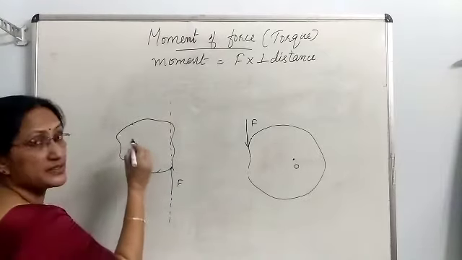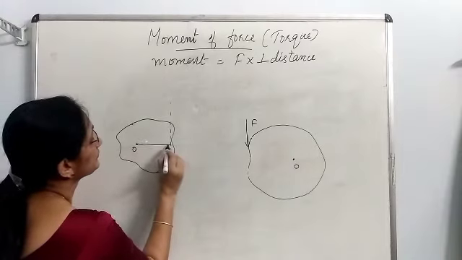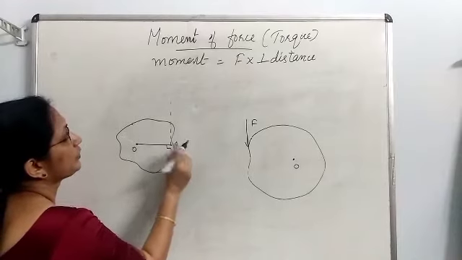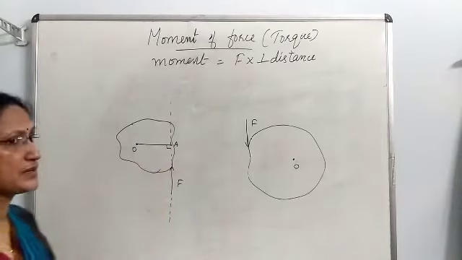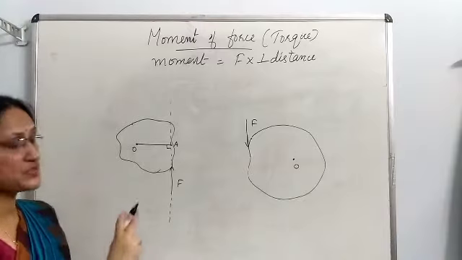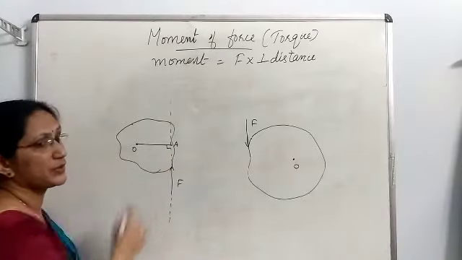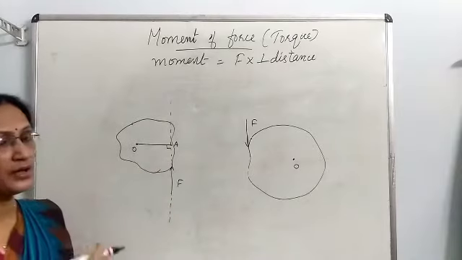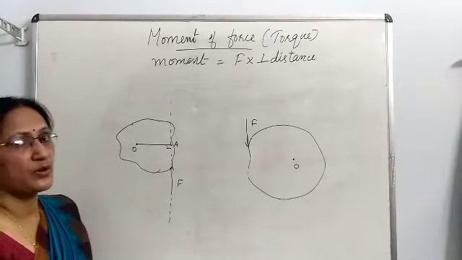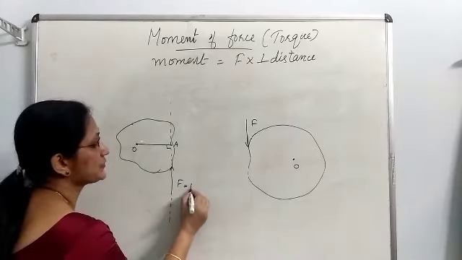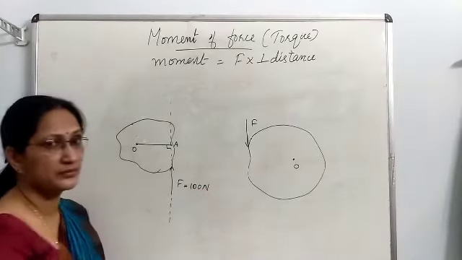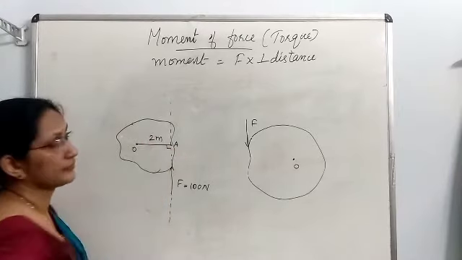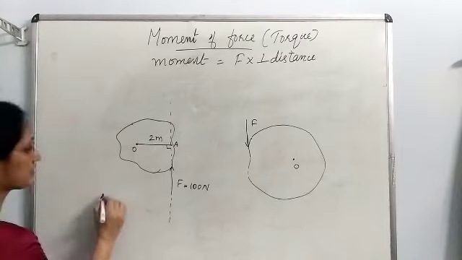For example, look at this diagram. This is the perpendicular distance. OA is the perpendicular distance. So, moment depends on the force applied and the perpendicular distance between the line of action of force and the turning point. Let us solve one numerical. Suppose the force applied is 100 Newton and this perpendicular distance OA is 2 meter. Then how much will be the moment?